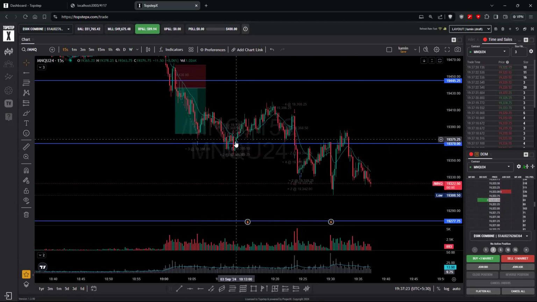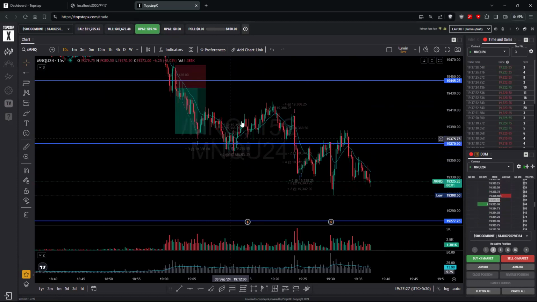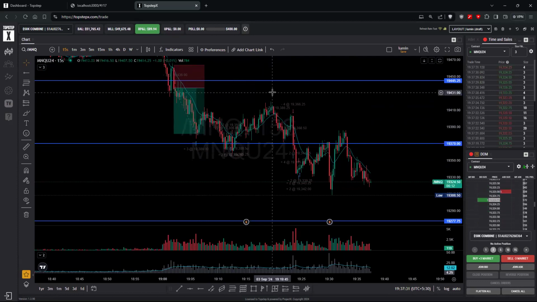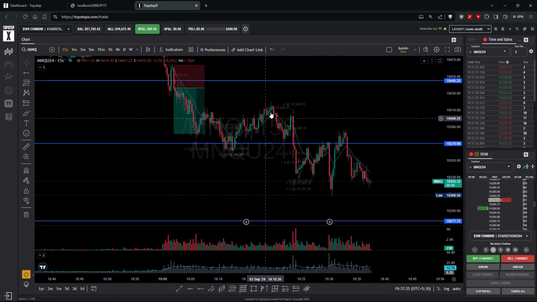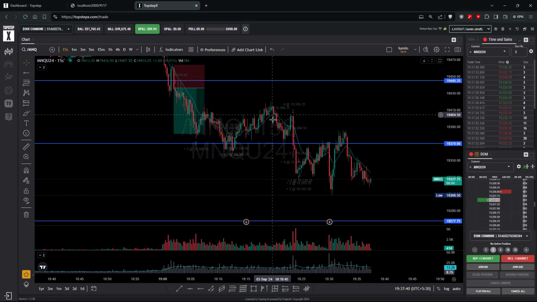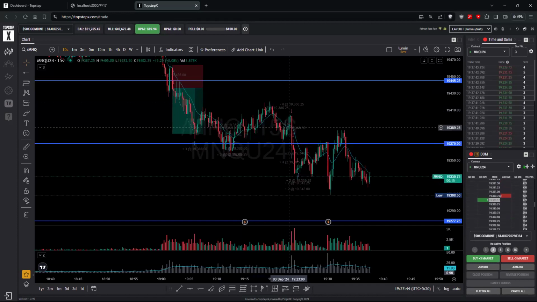Like here I entered for long because there was a chance of rejection from this hourly level or this double bottom. That's why I entered this long here. And I entered the long here again because it moved slightly, almost like 60% to my target, and again was rejecting from that hourly level. So that's why I entered again.